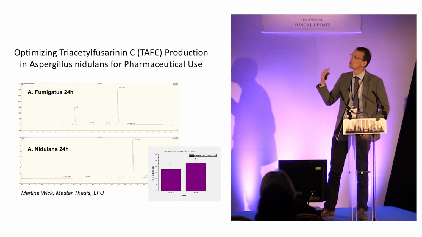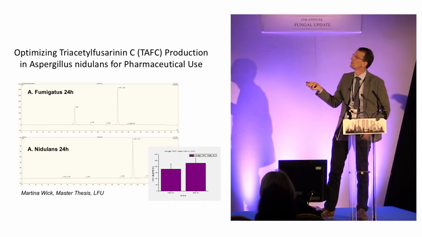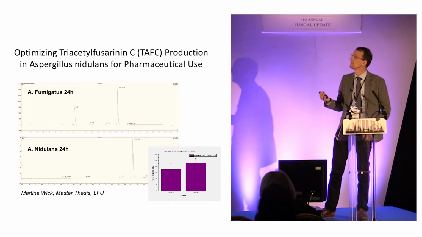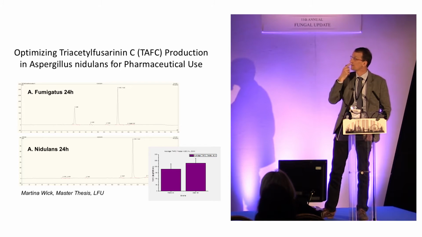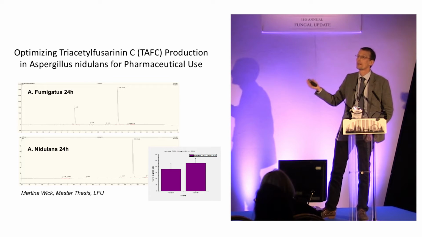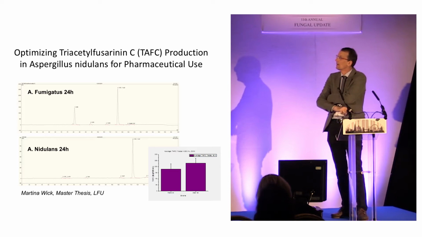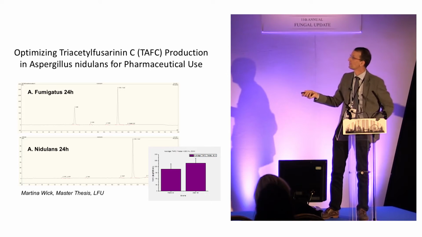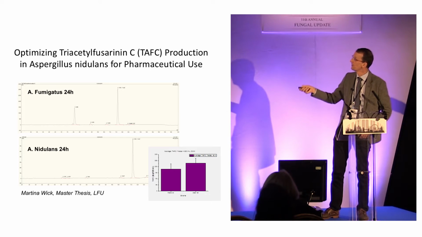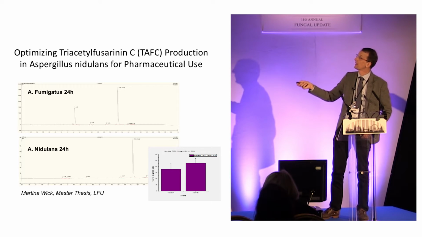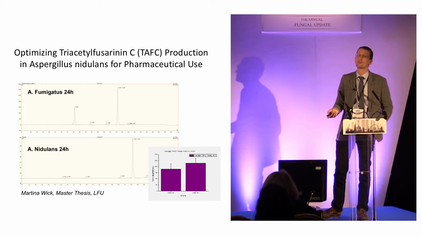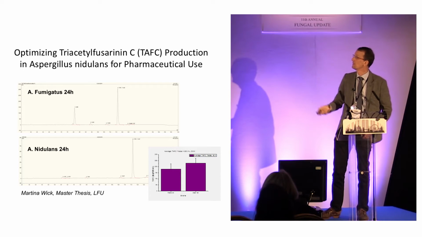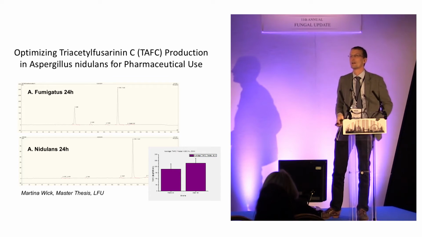One thing I want to show you is that we looked into the production of the TAF-C by a diploma student, and could show that A. nidulans, as a non-pathogenic strain, has a high production rate of TAF-C and makes it pretty purely. That's the TAF-C peak, whereas A. fumigatus, for example, also makes fusarinine C, that is this peak here, and makes it in quite large amounts.